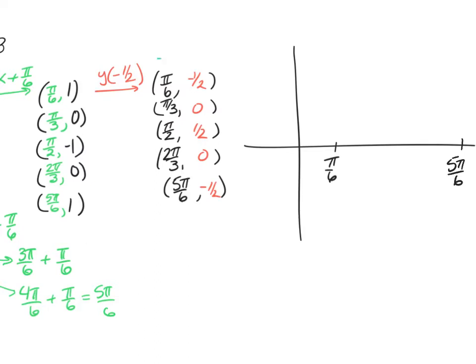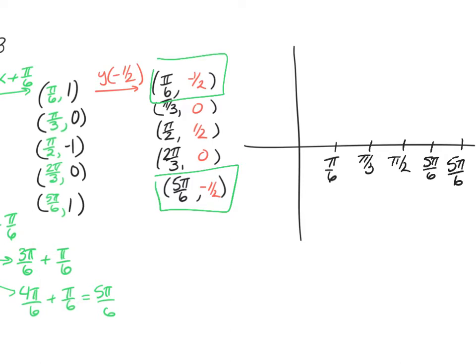So again, here's my starting, here's my ending. I'm only doing one cycle. My halfway mark is pi over 2. The quarter mark is pi over 3. The 3/4 mark is 5 pi over 6. I'm getting that all from my ordered pairs, but doing it by the key points.